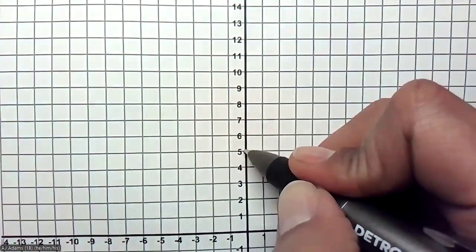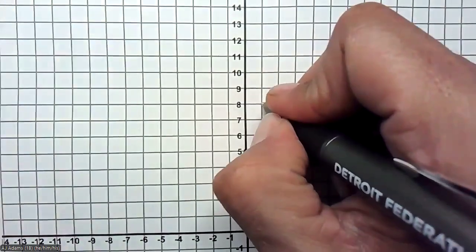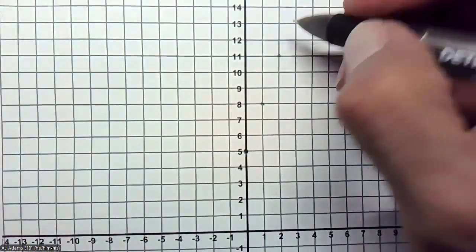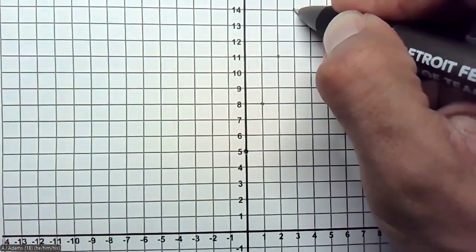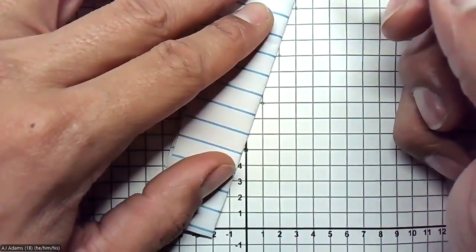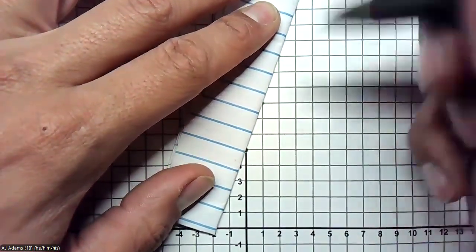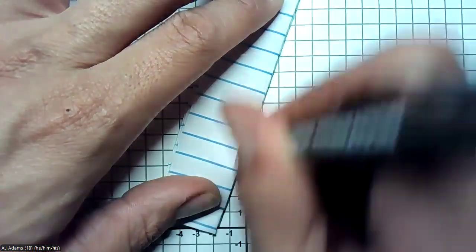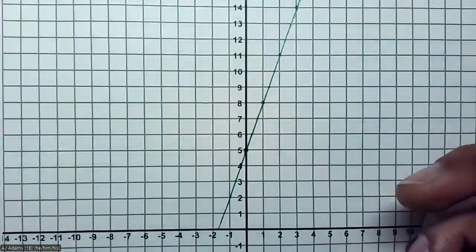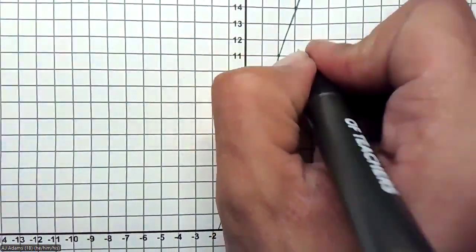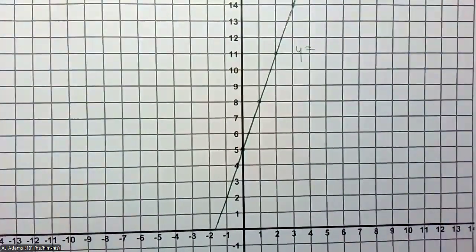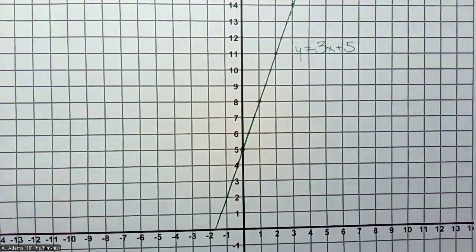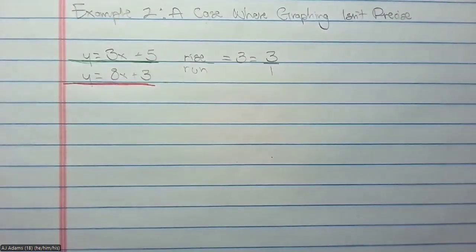So we'll go up 3 over 1, 1, 2, 3 over 1, 1, 2, 3 over 1. So again, if you don't have a ruler, you can just fold up a piece of paper to make a straight edge. That first line is y equals 3x plus 5. The second equation is 8x plus 3.